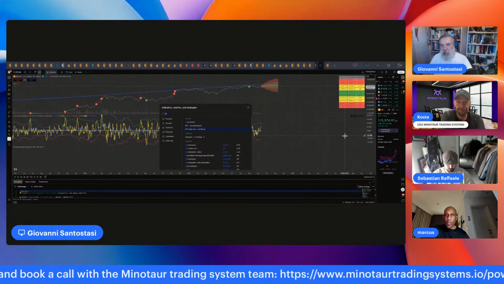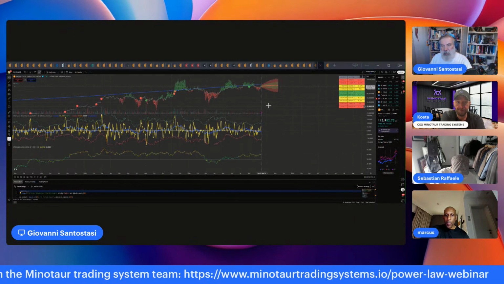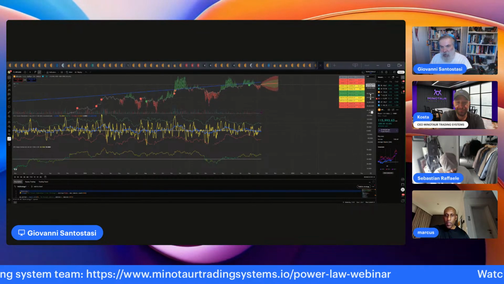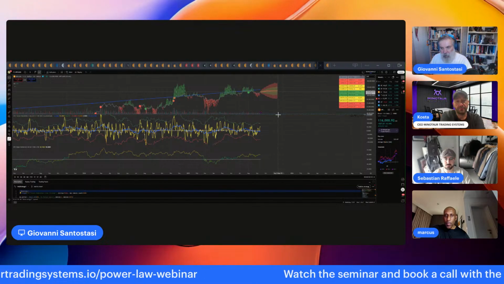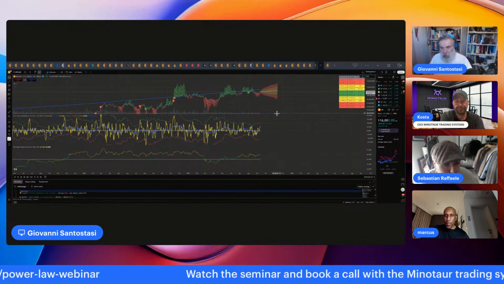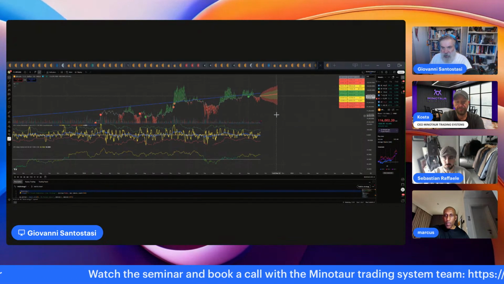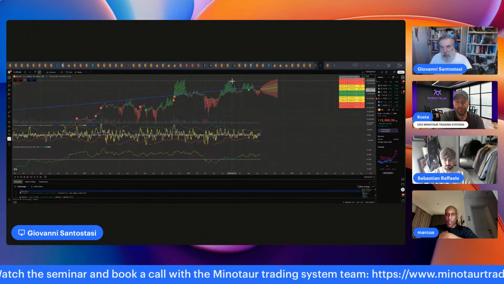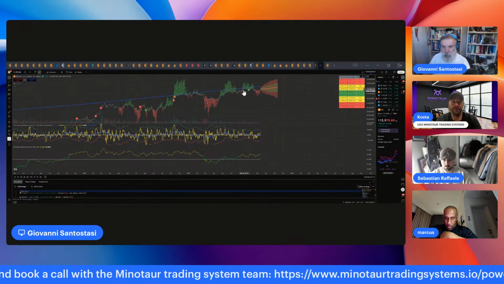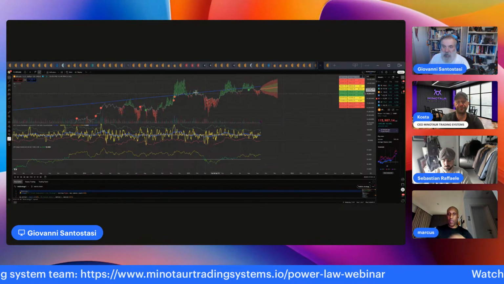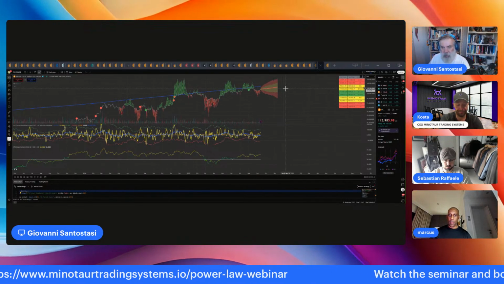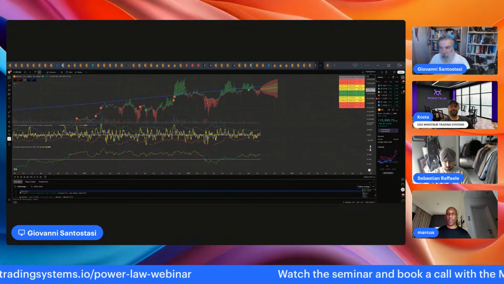They look like this. So these are daily power laws. What you're seeing here are these green and red vectors. When it's green, it means they are steeper than the power law. When they are red, they are slower than the power law. But on average, they follow the power law. The mean is the power law.